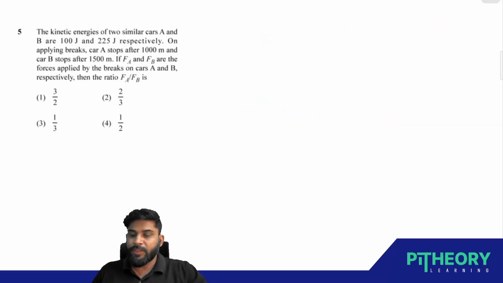And then here is the fifth question. The kinetic energy of two similar cars A and B are 100 joules and 225 joules respectively. On applying brakes, car A stops after 1000 meter and car B stops after 1500 meter. If FA and FB are the forces applied by the brakes on cars A and B respectively, the ratio FA by FB is what you need to find, right? So you are applying this opposing force FA and FB on these two cars, so that these two cars will stop.